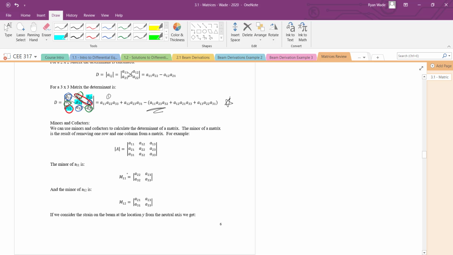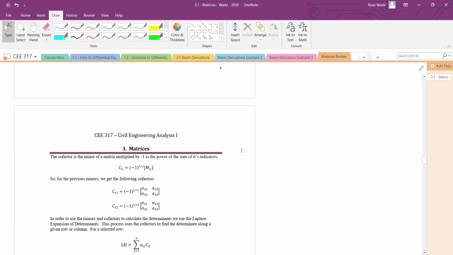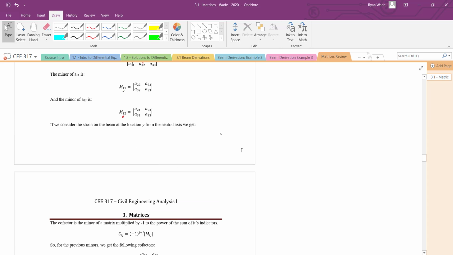So if I want the minor 1, 1 of A, all I do is remove this row and this column because it's going to be A11, right? So anything, the row and the column that's associated with it. If I want the minor of A12 or M12, I'm just going to remove that row and that column, and then I can calculate the determinant of those, which we can use in order to get the determinant later on. I'll show you this here.